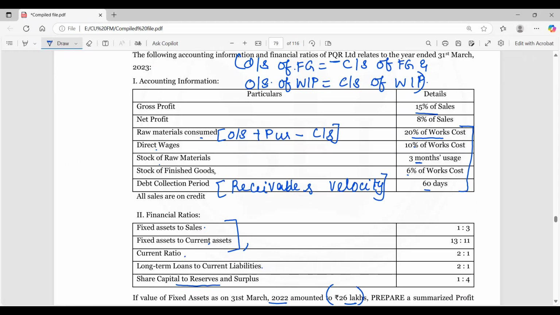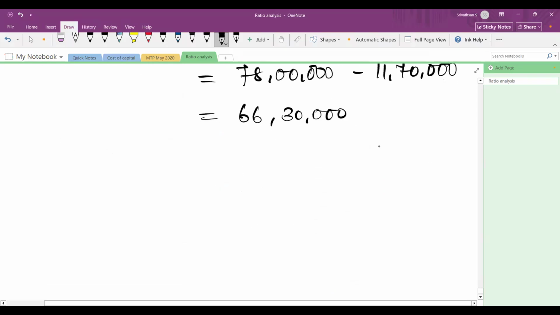Next, now you can start from here and use all the relevant information. That is easy. First, it is mentioned that raw material consumed is 20% of works cost. So first calculate the raw material consumed as working note number 5.